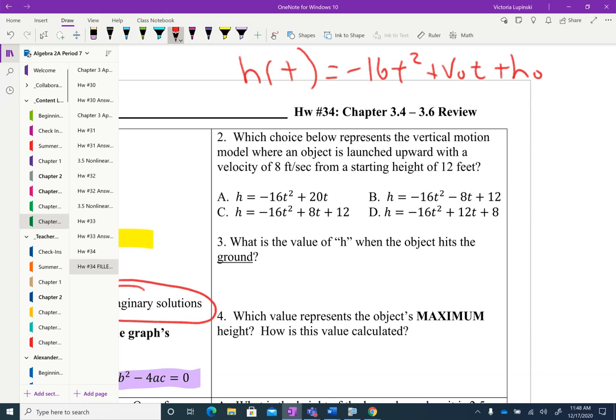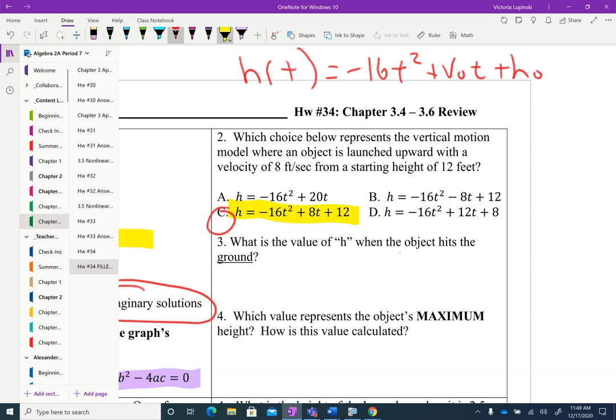So from what height is the problem starting? Looking at those 4 choices, A through D, does anybody think they can identify for me which one represents launching an object up with a velocity of 8 feet per second from a starting height of 12 feet? C. C, perfect. Questions? And I'll just highlight that to be sure.